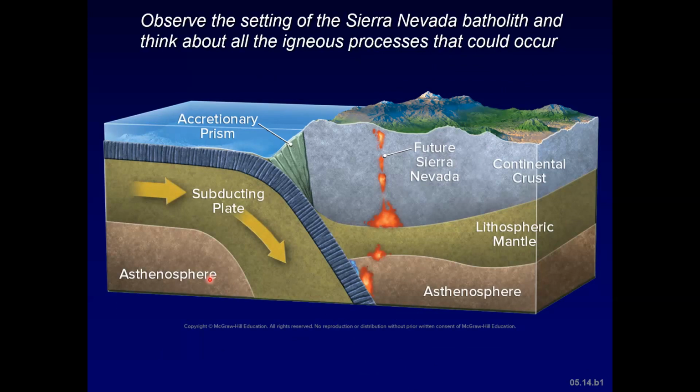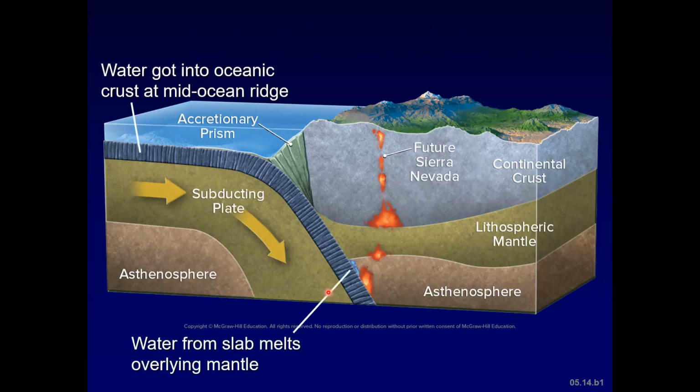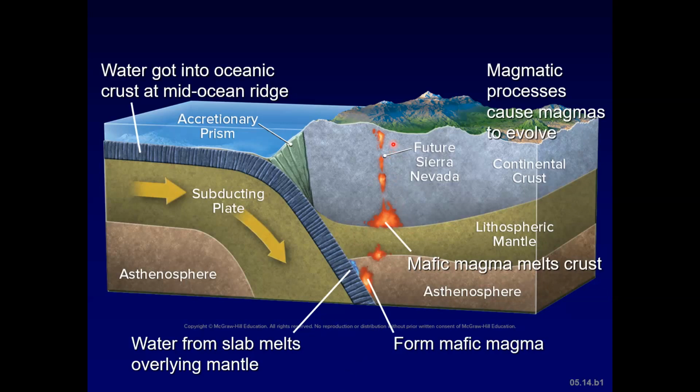And this is kind of how it formed. This is the setting of the Sierra Nevada batholith, and we can think about all the igneous processes that could occur here. So you have subduction and melting. Water helps the melting process. Form mafic magma here as well. That's your future Sierra Nevada. It's the source for the magma, right? That melts the crust. These magmatic processes caused more magma to evolve over time. And then we get mostly felsic and intermediate rocks. So we started here. A lot happened to get us to this Sierra Nevada environment. And we'll stop there for this chapter.